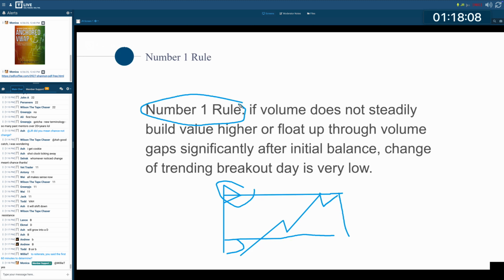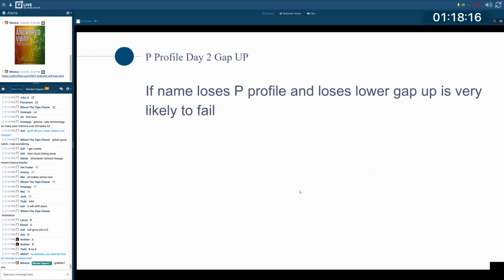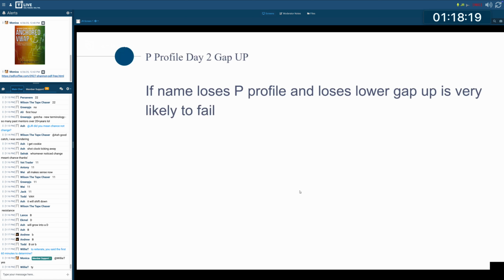I know Jim Dalton doesn't like to look at opening balance, initial balance anymore, but I think it's still super relevant and important for what I do. If a name loses its P-shape profile and gaps up lower, it is very likely to fail. So this is a day 2.